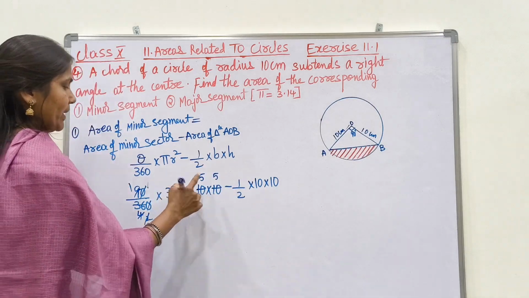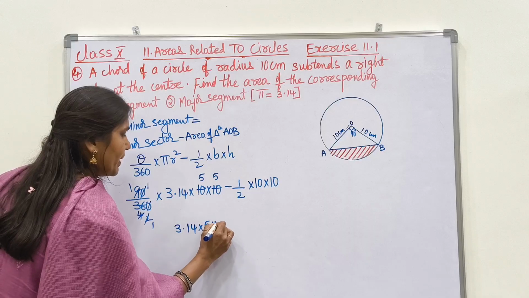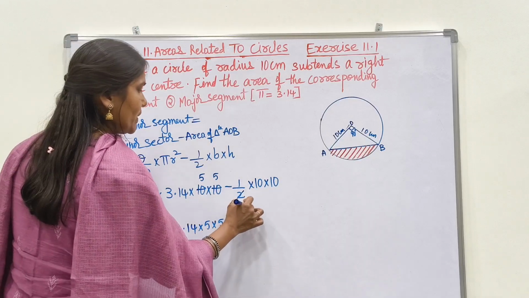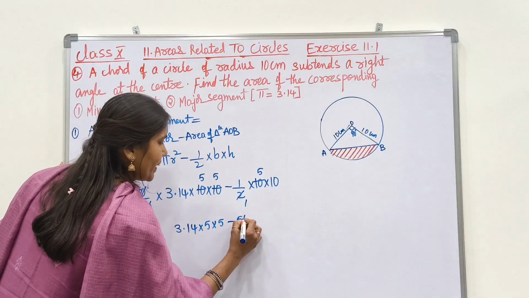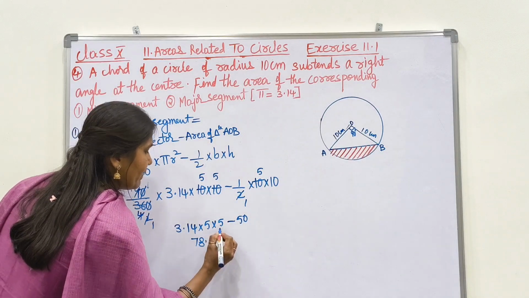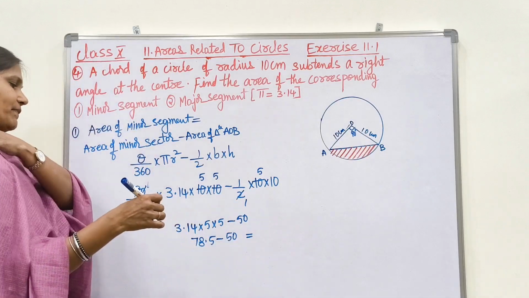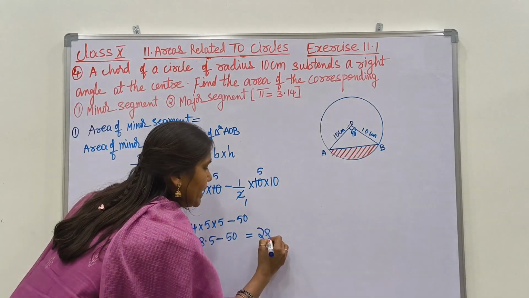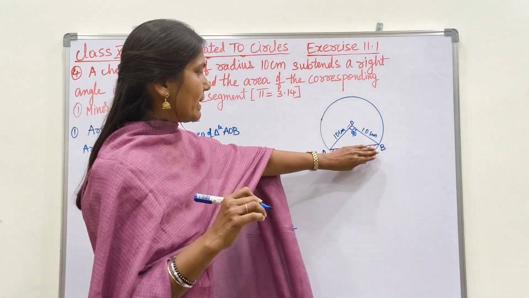Okay, 3.14 into 5 into 5 remain. Okay, next see, two ones are 2, two fives are 10. So here five tens are 50, minus 50. So this all multiplied means you will get 78.5 minus 50. 78.5 minus 50 means 28.5 centimeter square. So this is the area of this minor segment.